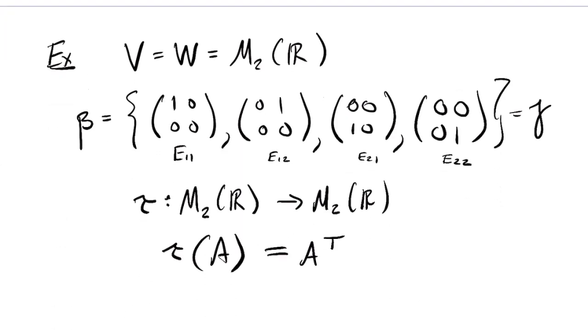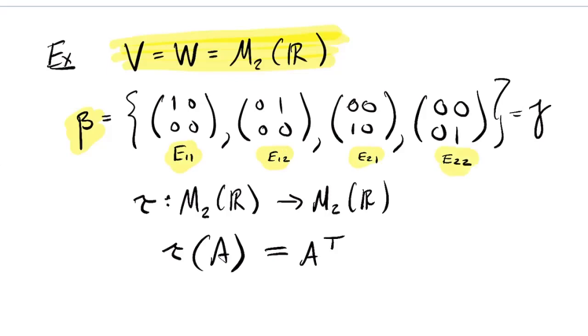This one's going to look a little bit weird, but I'm going to take the vector spaces V and W to be 2 by 2 matrices. Okay, and my ordered basis beta, I wrote them right there. It's a 4-dimensional space. Those 4 matrices make a basis for 2 by 2 matrices. And I'm going to order them in this way.